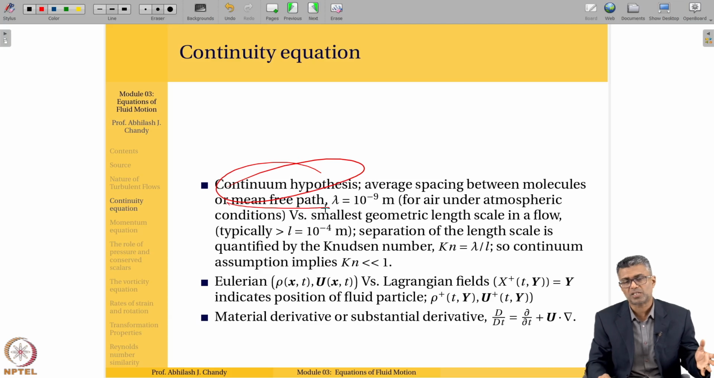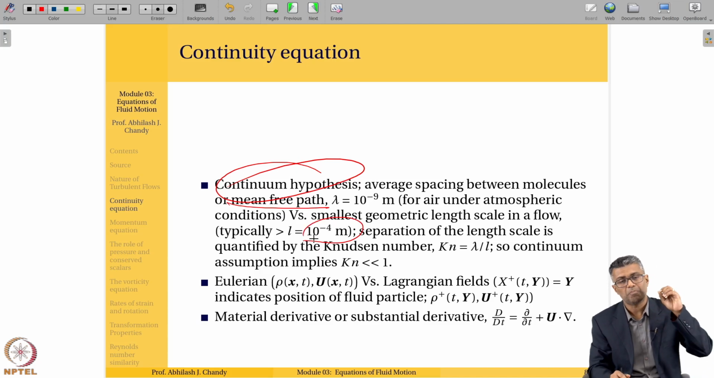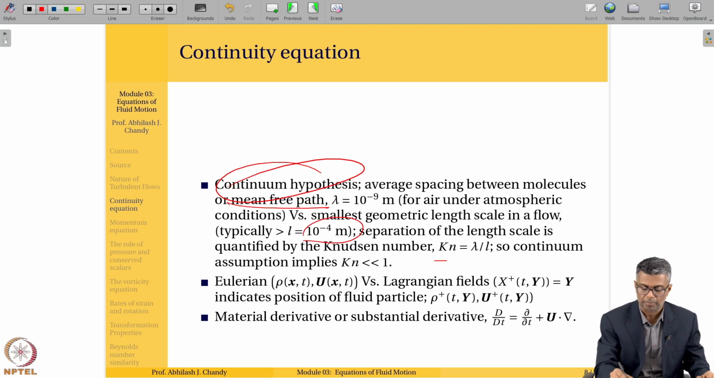What is the smallest length scale that you could probably imagine? If you take a turbulent jet, definitely not more than 0.1 mm. So that's about 10 to the negative 4 meters. So look at the separation between the mean free path and the actual length scale. So we are talking about lambda over L, which is what the Knudsen number is.